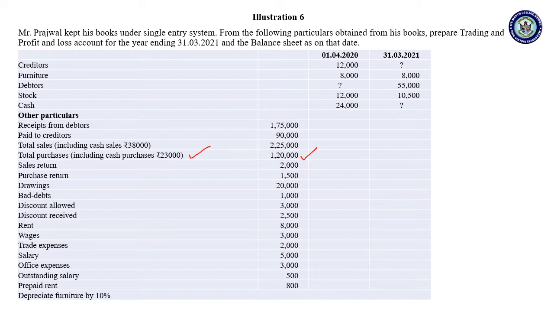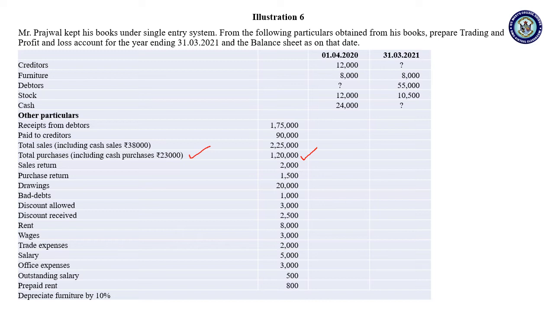Discount allowed and discount received. Who will allow the discount? The discount will be allowed by me to the debtor, because the debtor has to pay the money. For example, the debtor has to pay 1 lakh. With mutual understanding, I tell him to pay just 99,000 and 1,000 is the discount. So discount allowed is done by me on the debtor. The journal entry will be discount allowed account debit to debtor's account.